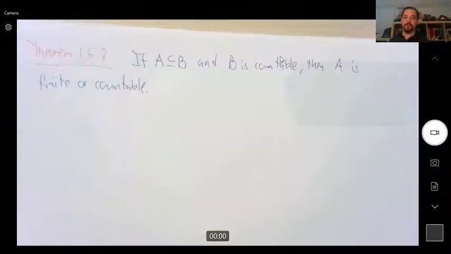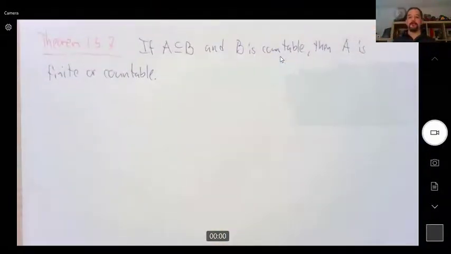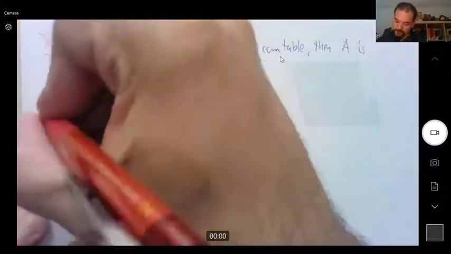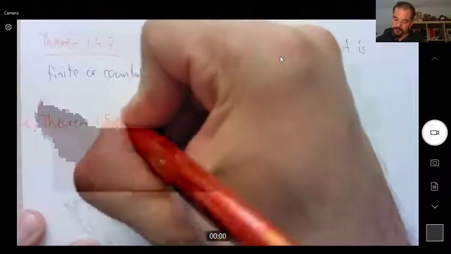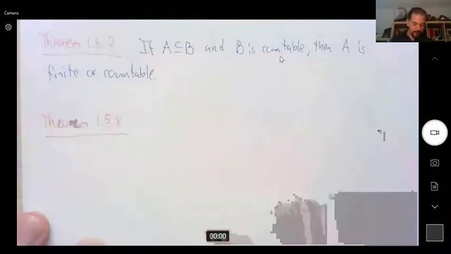In other words, if you have something countable, then every subset is also countable or finite, right? Finite means that it's even smaller. That's one of them. And the other one is the one that relates to the hotels, to the infinite hotel we were talking about before, is this one over here.